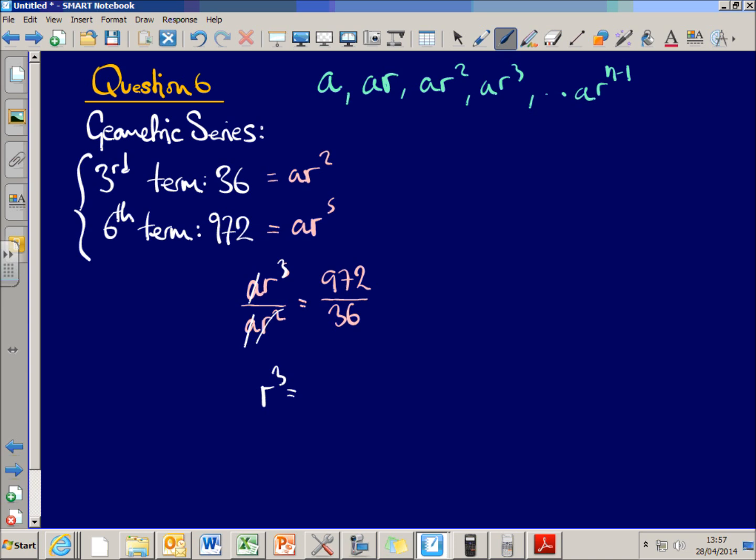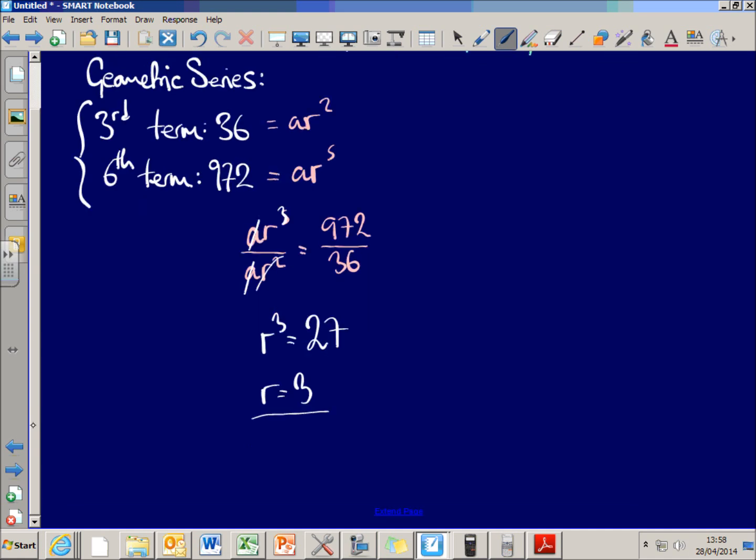And is that 27? Is that okay? And so r is just going to be 3, I think. Is that right? Okay. Right, so we find out what r is: 3.